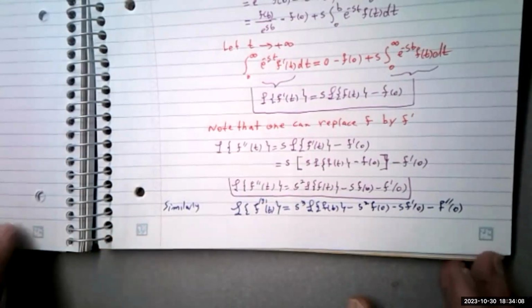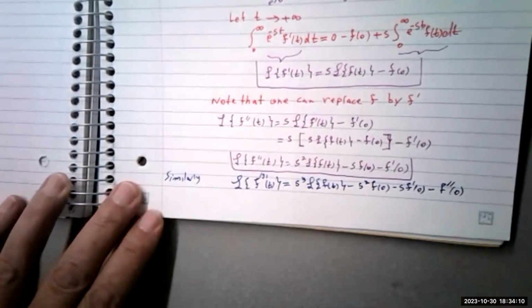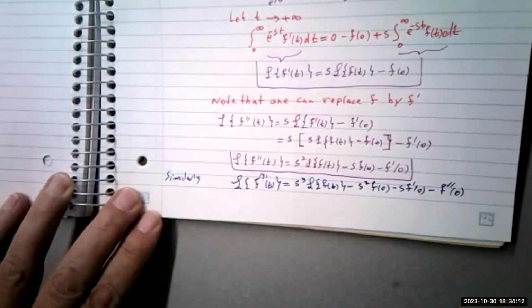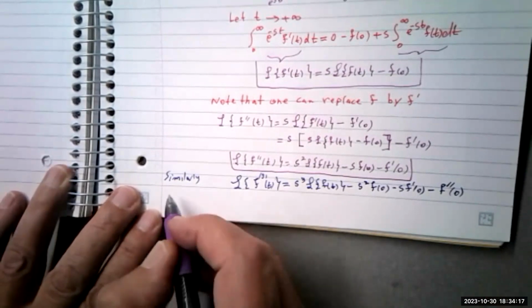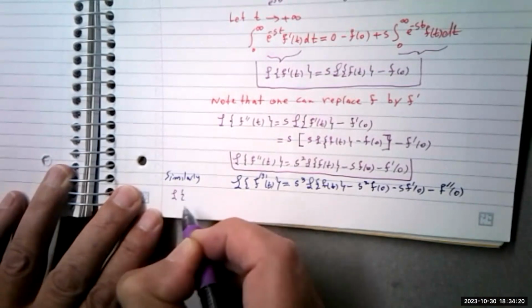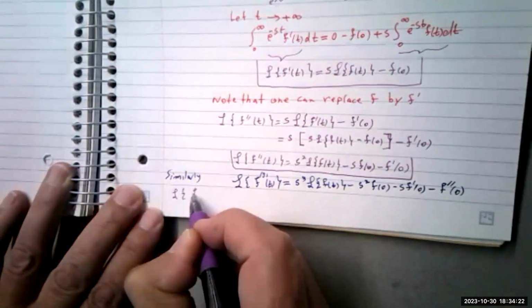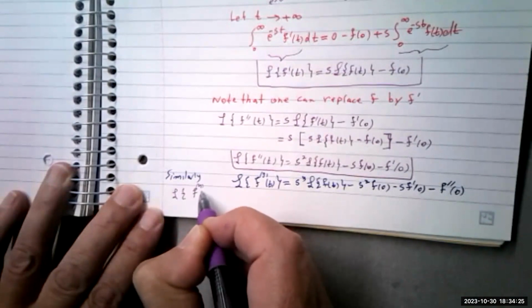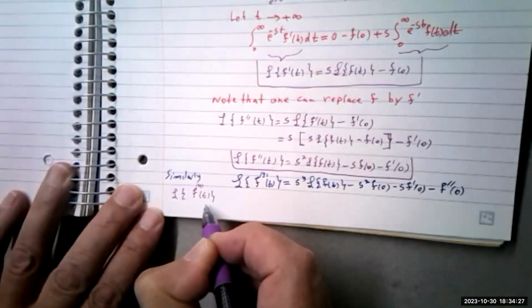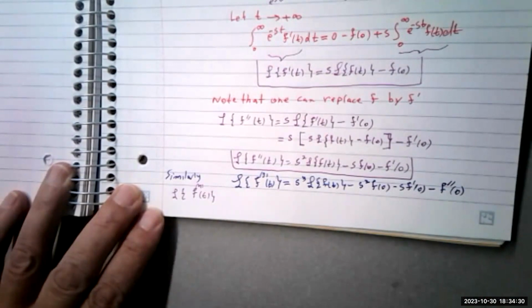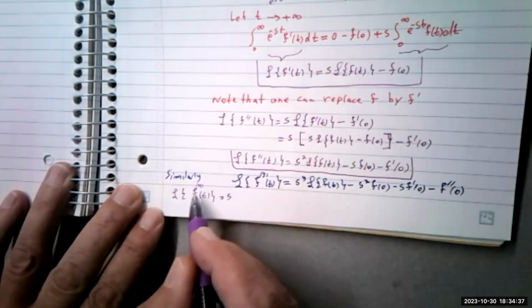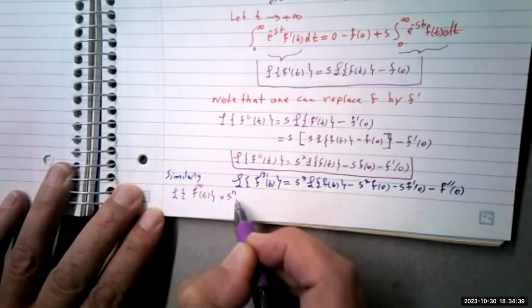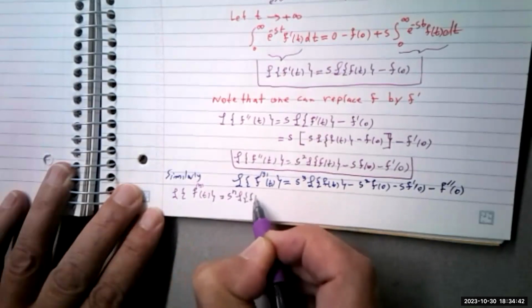Okay? So that would be the order that you're going to have. You want to get the general one? So what's going to be the general one? If you have the Laplace of the n-th order derivative of f of t, it is equal to the first one, which is s to the n, Laplace of f of t.